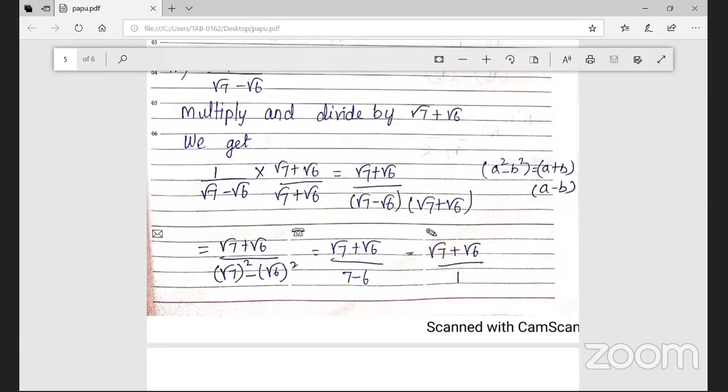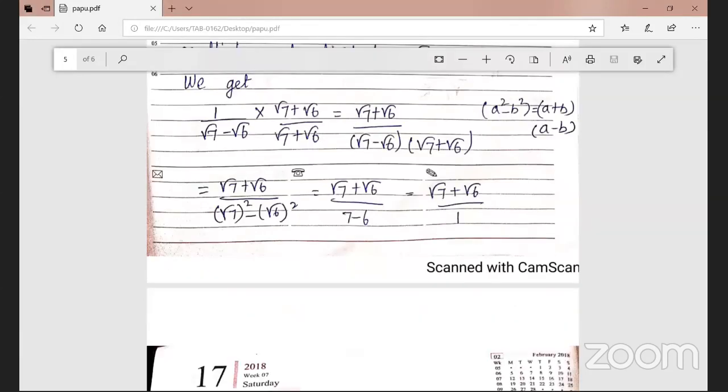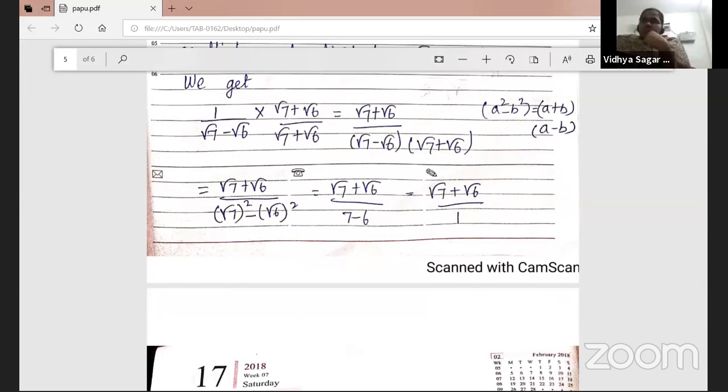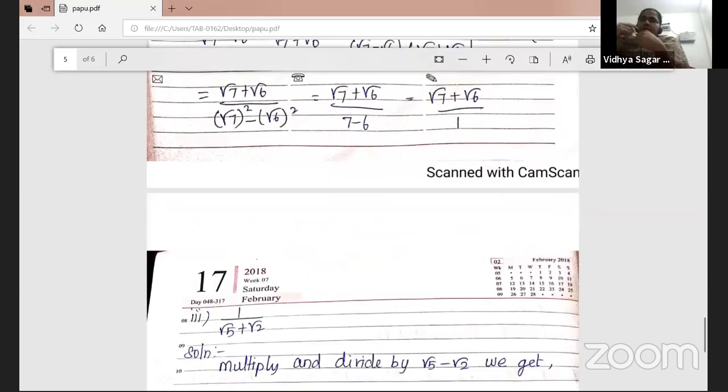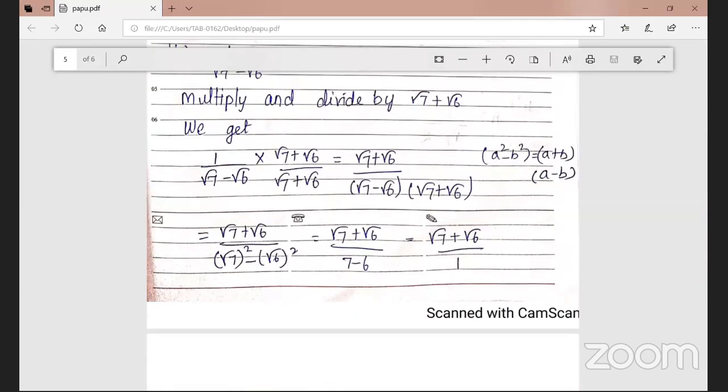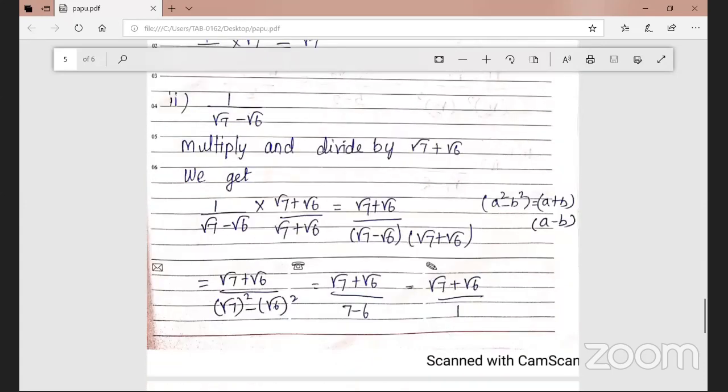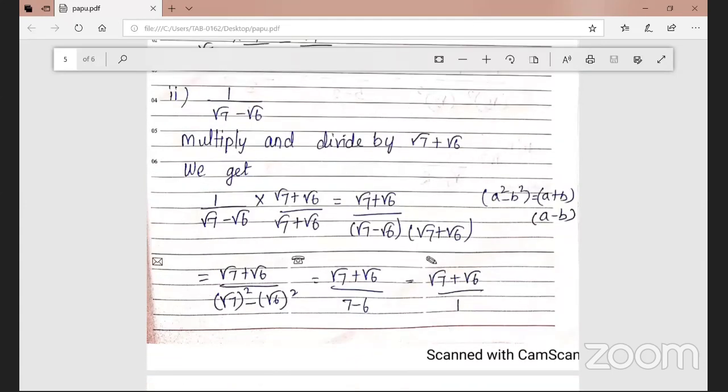Any doubts, Muskan? No, ma'am. Any other doubts? In this sum, it's very, very important. I think Sadhana has a doubt, ma'am. Wait, I'll unmute her. Yeah, Sadhana, you can ask now.